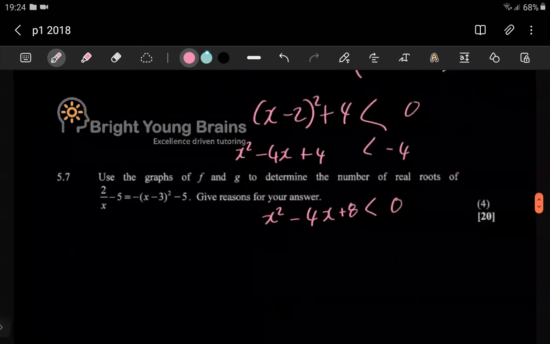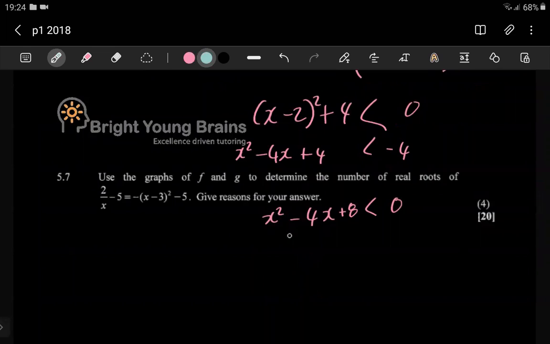Now, if you're going to work out this inequality, this is how you solve it. I think with this one, you cannot work it out in your head, because factors of 8 that give a 4, I don't think you have those. It's just 1 and 8, 2 and 4, and then it's trial and error.